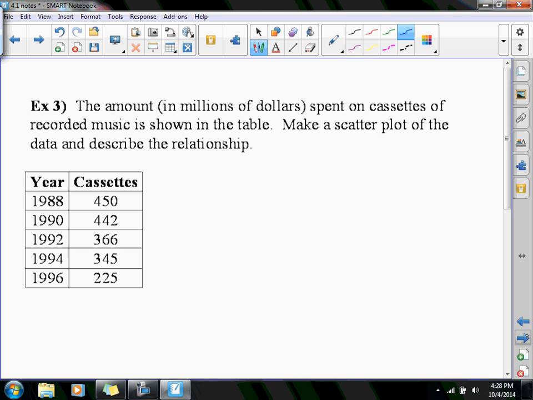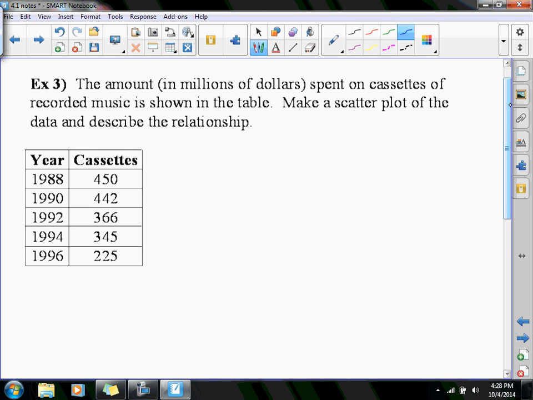Okay, so you will have homework problems like that where you have to graph and read things off of a graph. And our last example here is to basically apply this graphing by making a scatter plot. So it says that the amount in millions of dollars spent on cassettes of recorded music is shown in the table. Make a scatter plot of the data to describe the relationship.